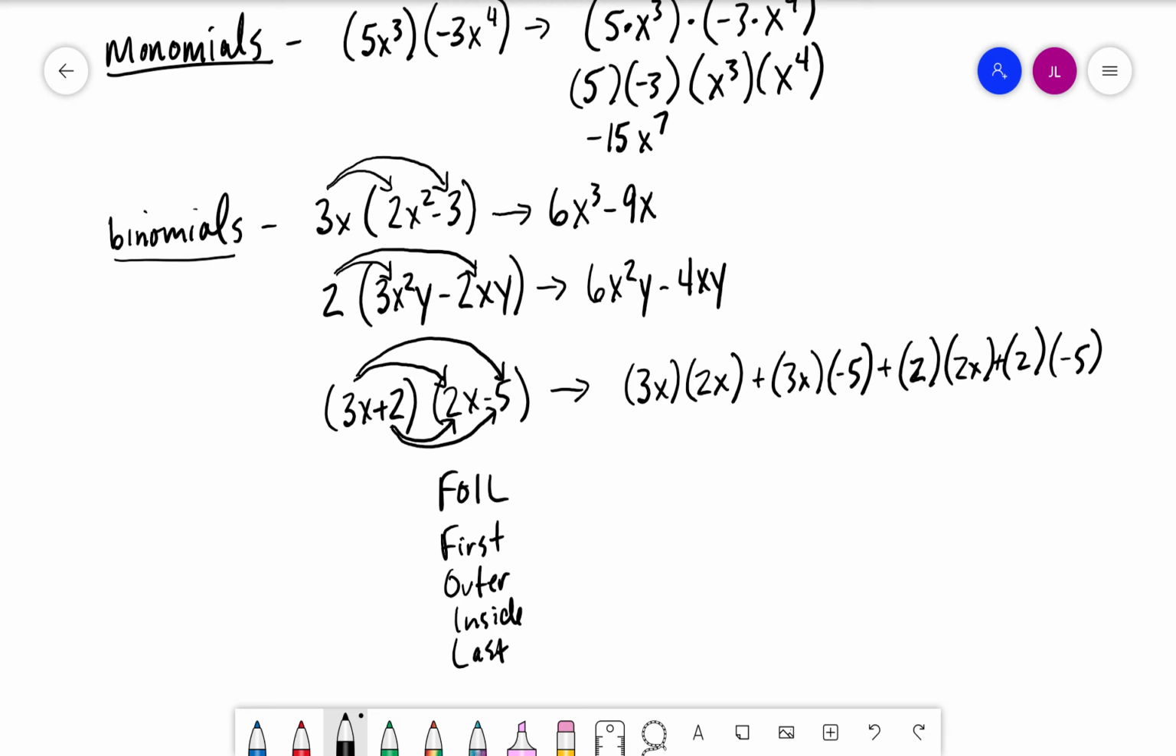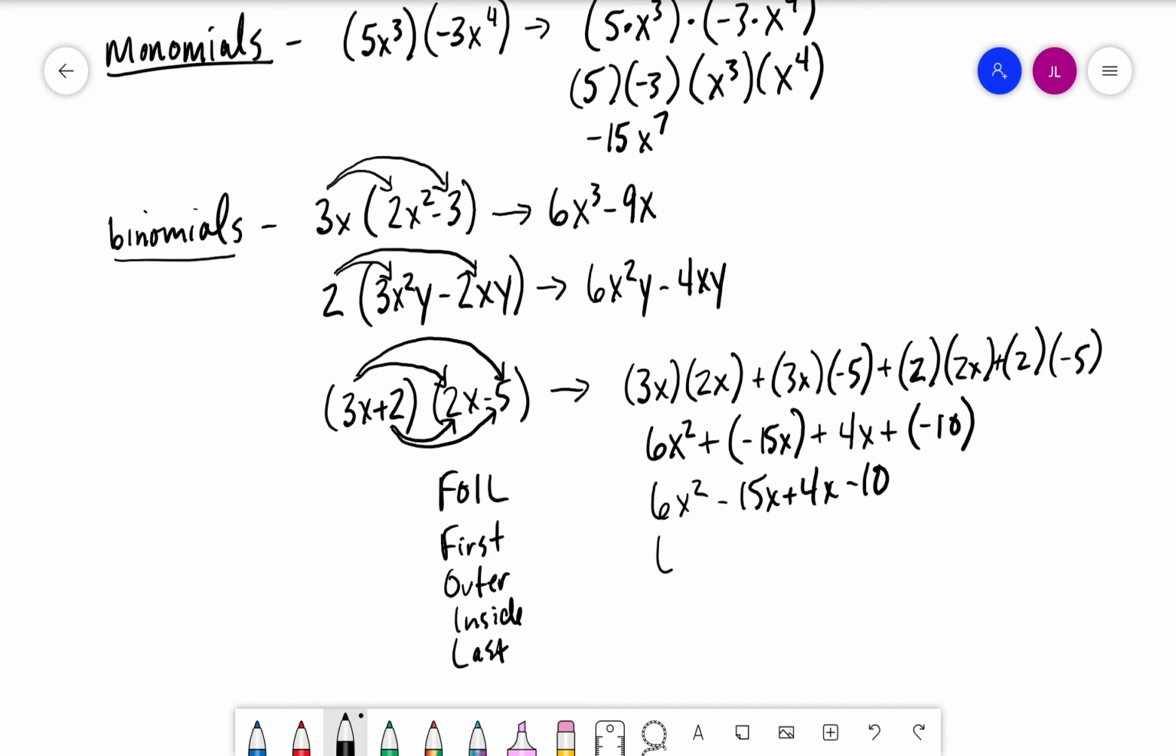So 3x times 2x, 3 times 2 is 6, x times x is x squared, plus, we have 3x times negative 5, that's negative 15x, plus 4x, plus negative 10. So really we're saying 6x squared minus 15x plus 4x minus 10.